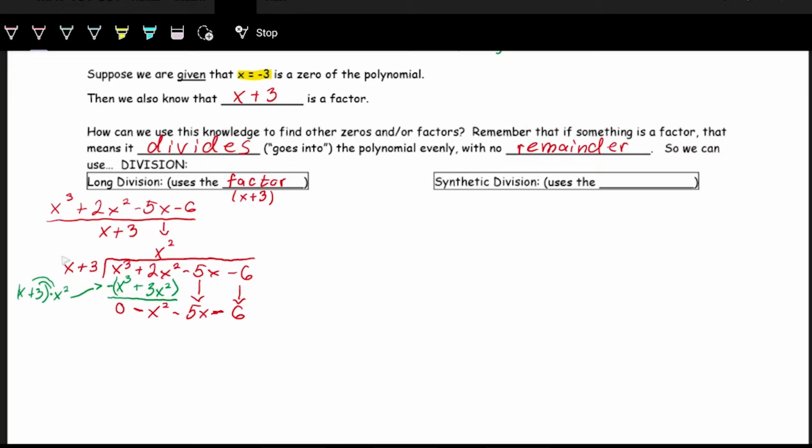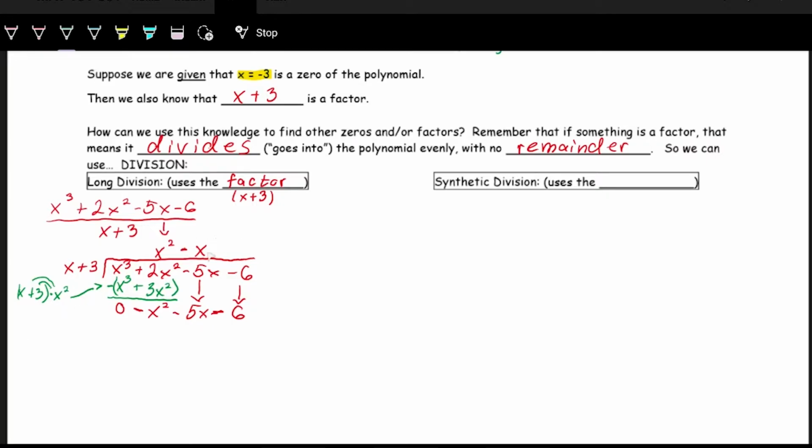So now we want to see how many times x goes into this negative x squared. Well, it goes into negative x squared negative x times. Essentially, we're looking at what we can multiply x by to get negative x squared. So that result is negative x. If we multiply x by negative x, this is what we get.